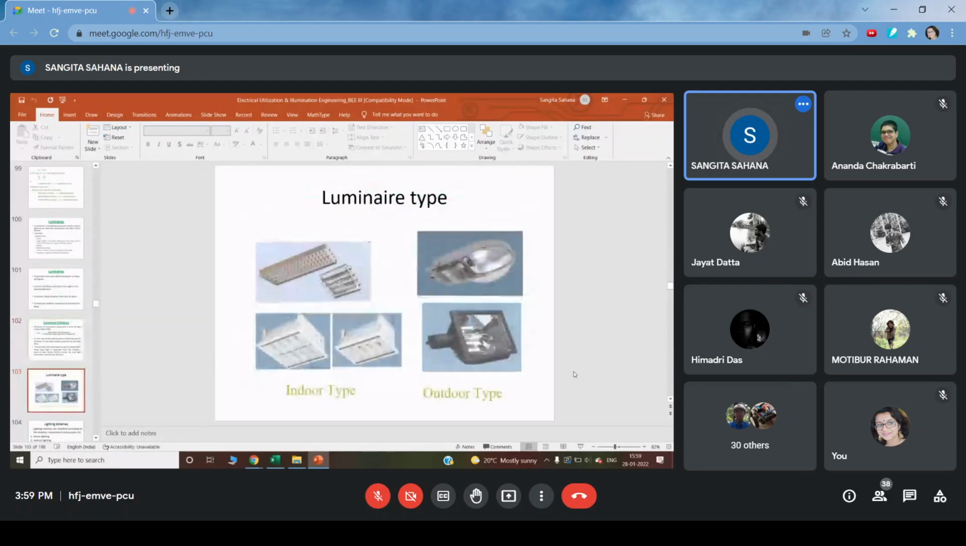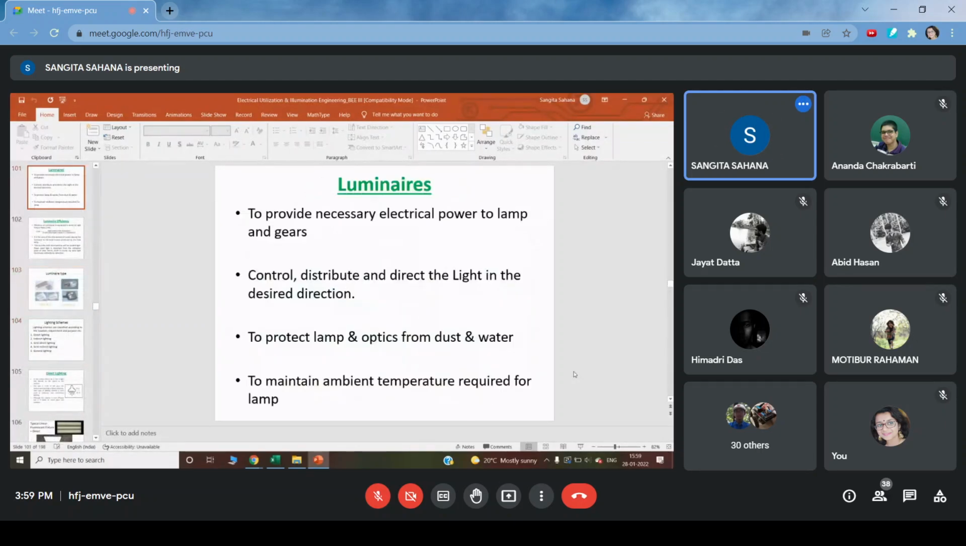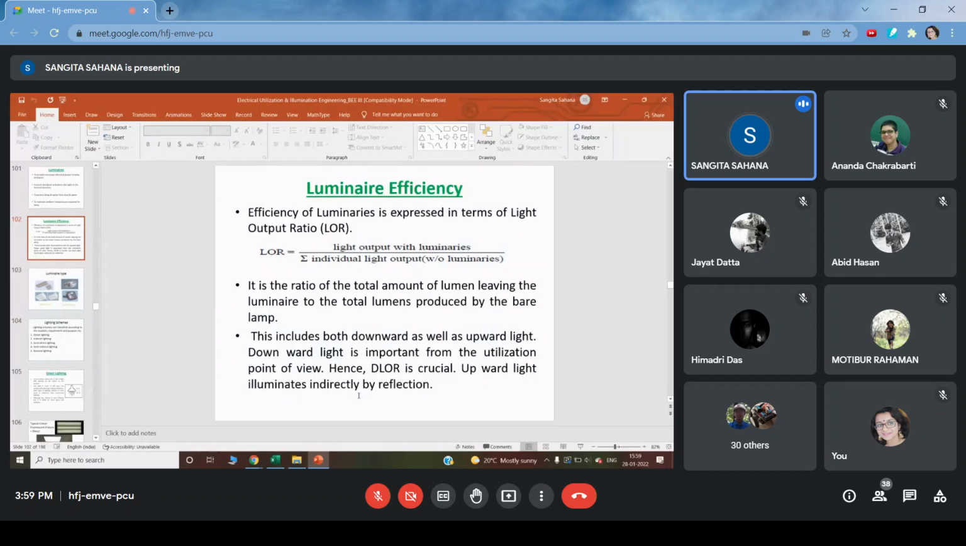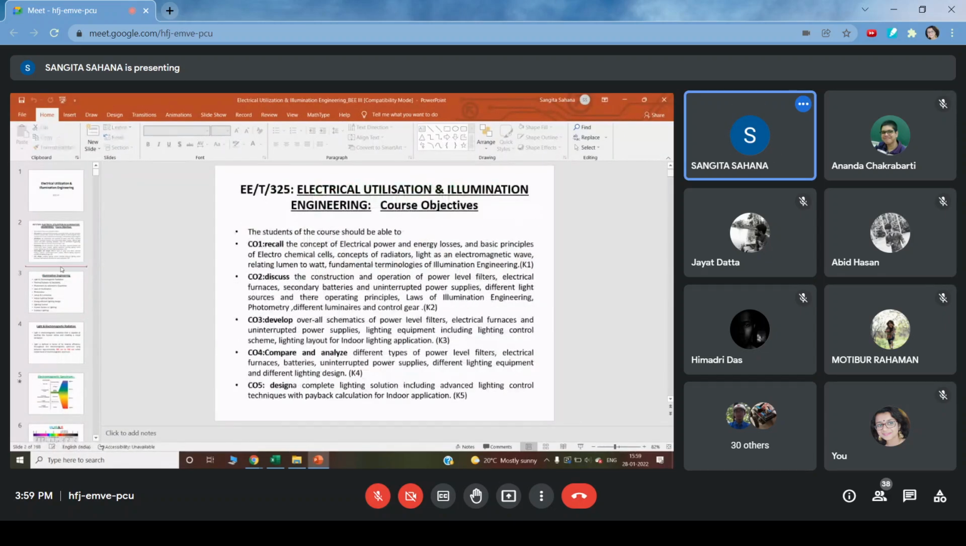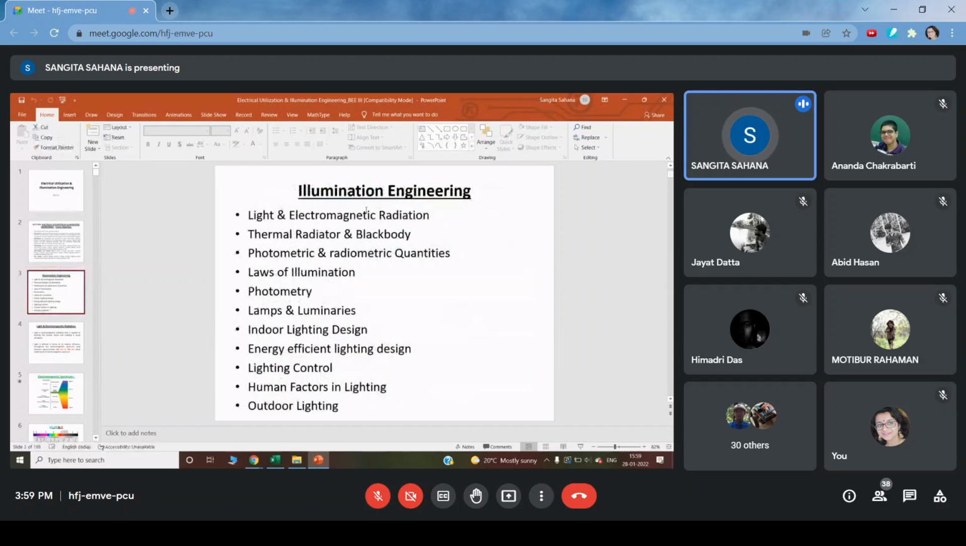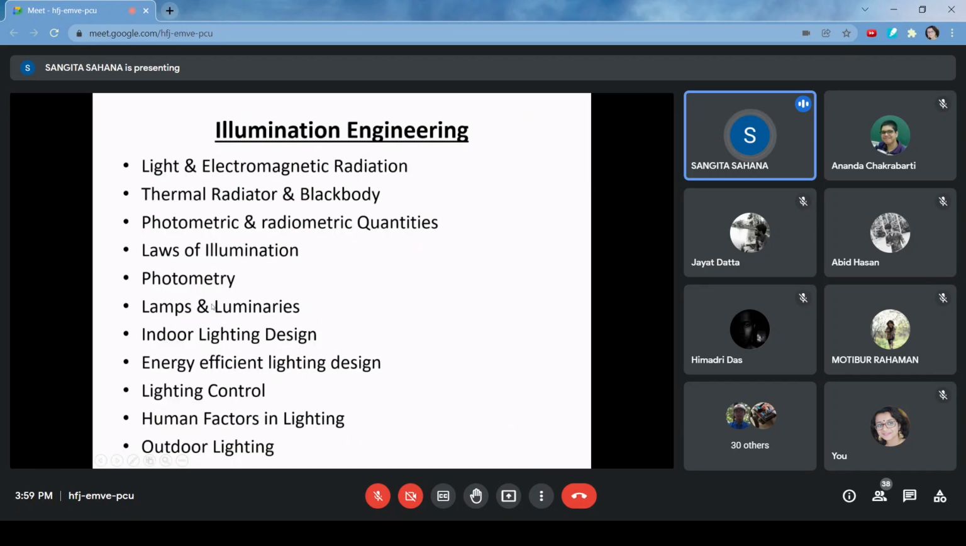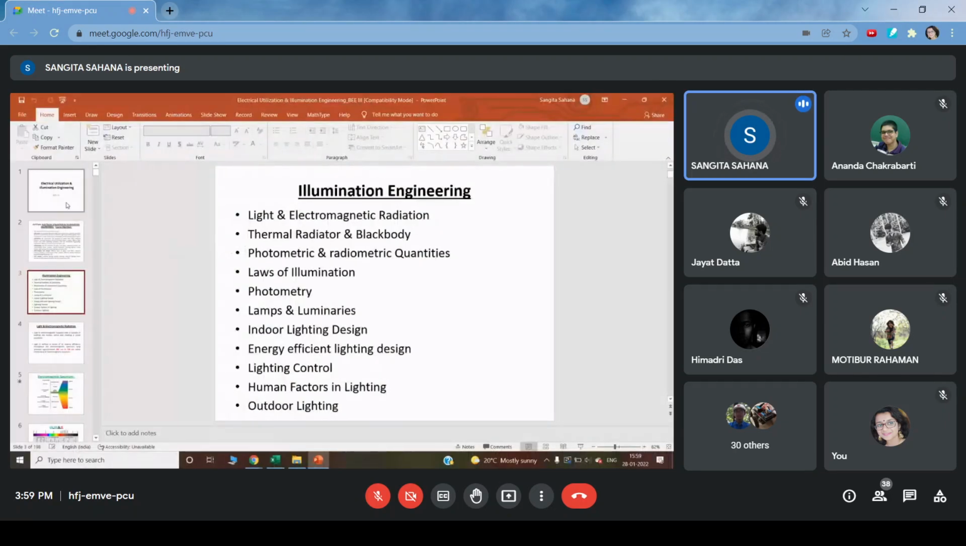Okay, so then the next topic is luminaires. So far we have discussed a few laws of electromagnetic radiation, the black body laws, then thermal radiator and black body, some photometric and radiometric parameters, the laws of illumination. Next topic is photometry or measurement of light, and lamps and luminaires. So before going into photometry, we need to discuss a few lamps and luminaires.